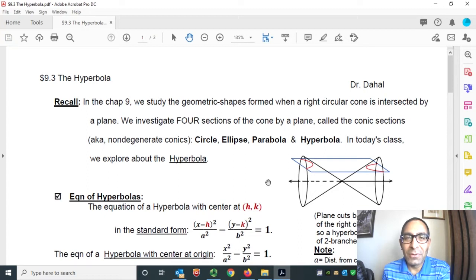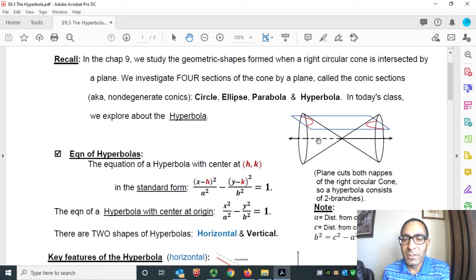First let me recall what we are doing in chapter 9. In chapter 9 we study the geometric shapes formed when a right circular cone is intersected by a plane. We investigate 4 sections of the cone by a plane called the conic sections. They are circle, ellipse, parabola, and hyperbola. In our last class, we covered circle and ellipse, and now we will study the hyperbola.